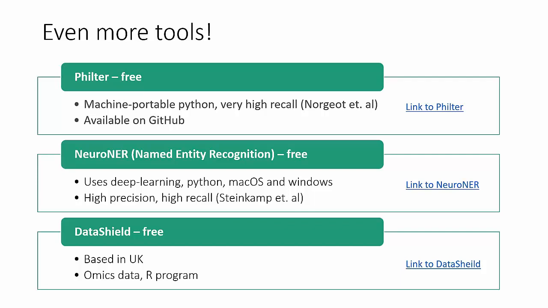And just a couple more tools. Like I said, there's a lot of different ones out there. Some are in R, some are in Python. All of these are freely available. And like I said, the links to all of these are in the slides. NeuroNER uses deep learning, which is another type of AI. DataSHIELD is from the UK, but this is good for different types of genomics data. So like I said, they all do something a little bit differently.